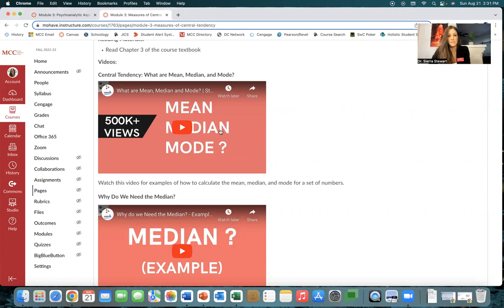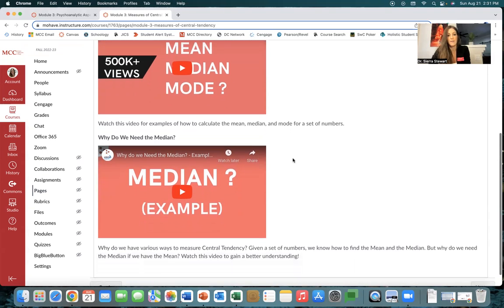The median is really just the middle number, right? So you're trying to find the number that falls in between all of the numbers, in the middle. And then the mode is going to be the frequency of the numbers, right? So you look at how many ones or how many tens or however many number values there are in there.